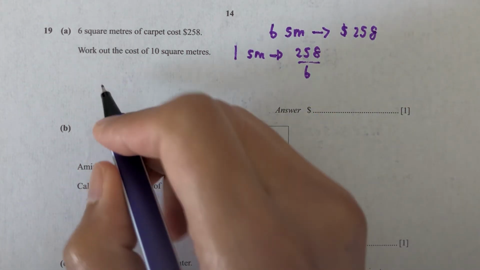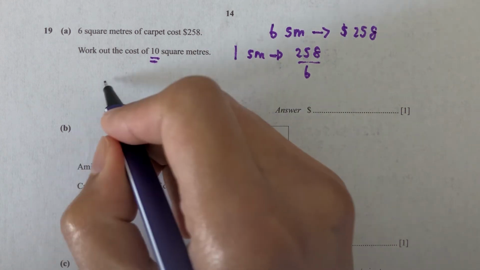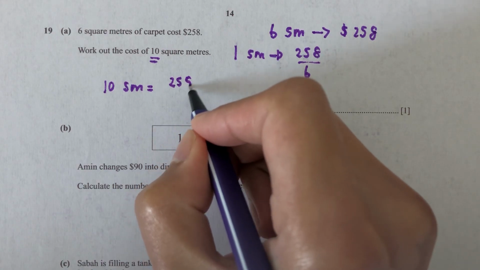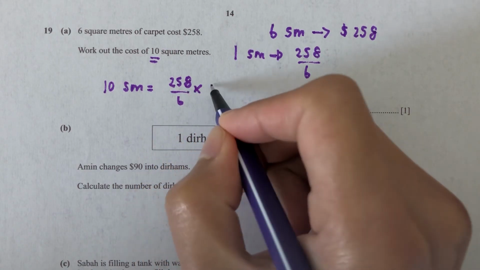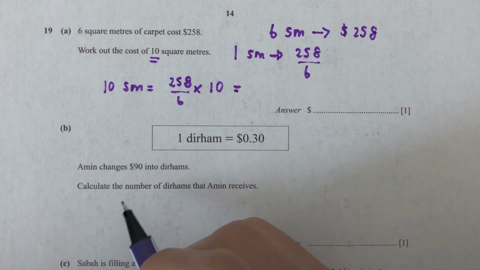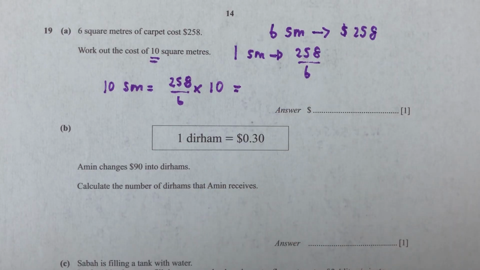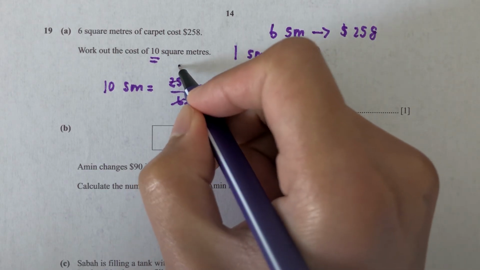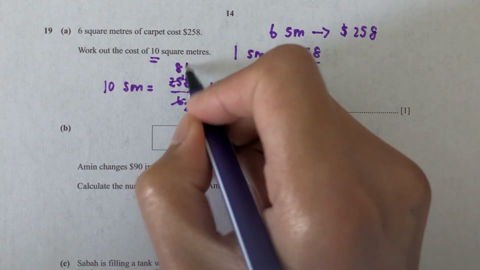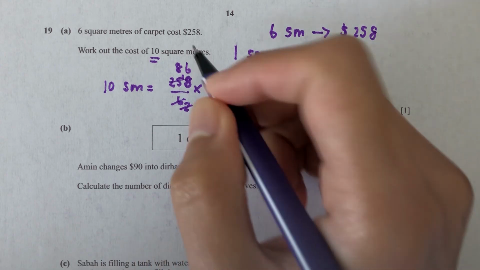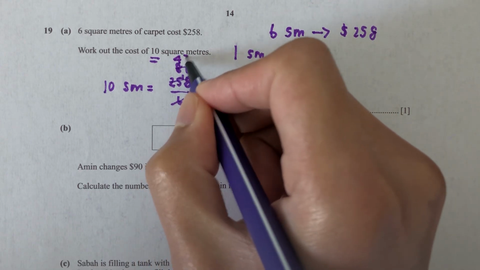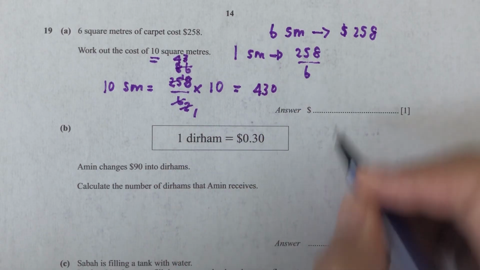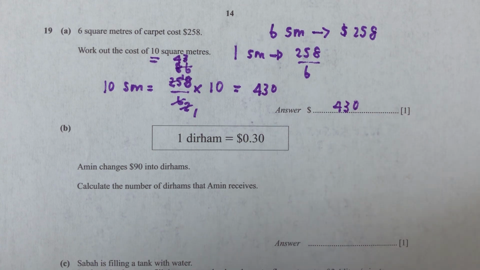Now we have to find the cost of 10 square meters. So 10 square meters is equal to 258 divided by 6 times 10. Let's try to solve this one. Let's divide by 3: 258 becomes 86, and 6 becomes 2. Divide by 2, and we have 43. So the cost is 43 times 10, which is 430. So 430 is the answer for part A.